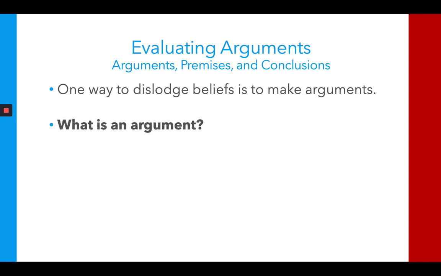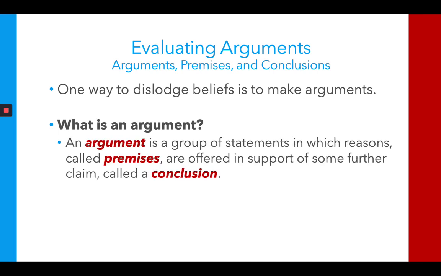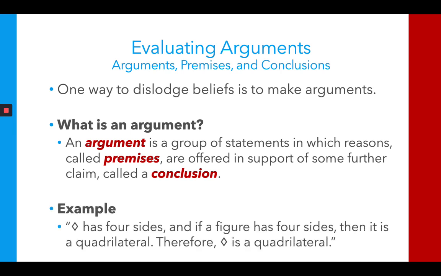What is an argument? An argument is a group of statements in which reasons, which we call premises, are offered in support of some further claim. This is called a conclusion. So these definitions are kind of important. Right? We've got an argument. What is that? A group of statements in which reasons, called premises, are offered in support of some further claim, called a conclusion. Premises provide support for conclusions, and the combination of them is an argument.